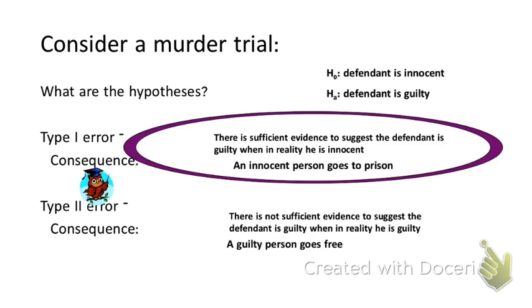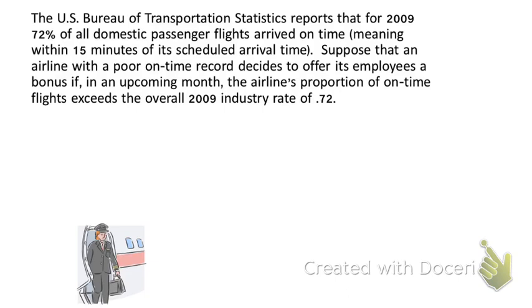Okay, I want you to try. We're going to do the hypotheses together, and then I'm going to have you do the type 1 and 2. So, here we have an airline company that claims 72% of domestic flights are on time, meaning within 15 minutes of their scheduled time. Suppose an airline with a poor on-time record decides to offer its employees a bonus if they exceed that rate of 72%. So we want to get higher than that. So what would the hypotheses look like?